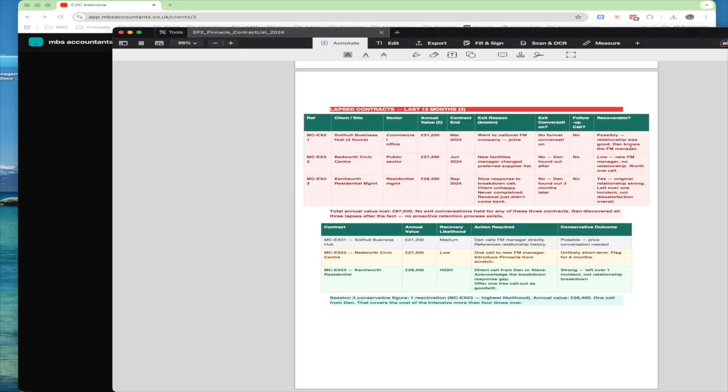The relationship was good. Dan does know the facilities management manager on that one. There's low opportunity relating to that one. There's a new facilities manager, no real relationship. Might be worth a quick call just to see what can be done. And then there's the other one, where there's some great opportunity relating to the Kenilworth one. The original relationship is really, really strong, and they left over one incident. I'm sure they can have a conversation and see where that was at. So the one with the no exit conversation in place.